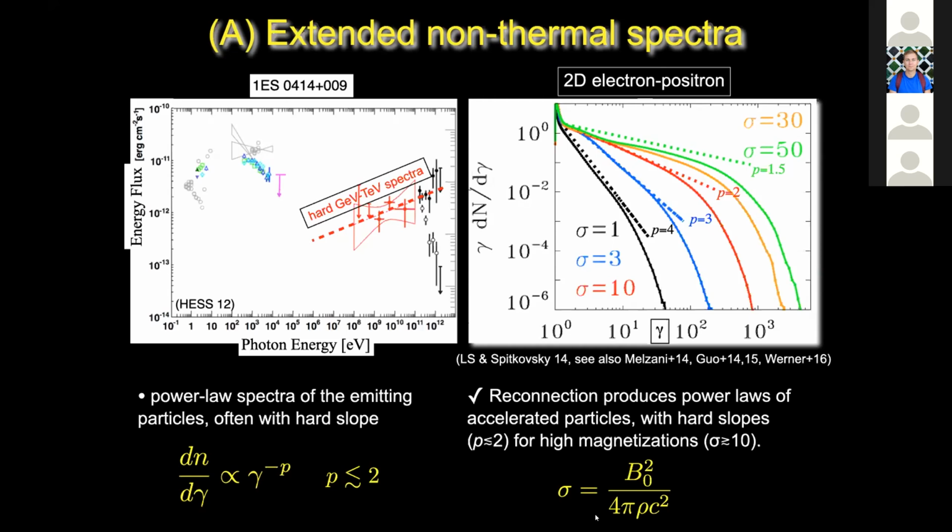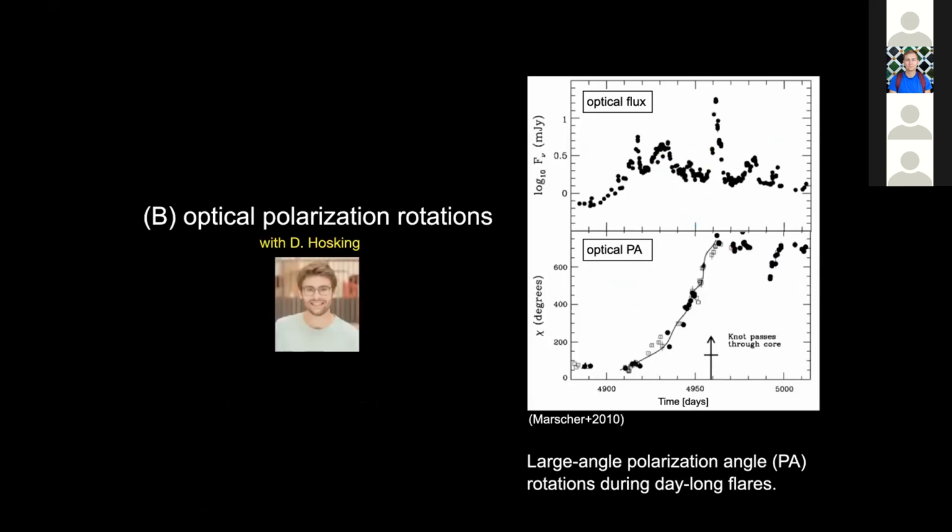The second property of reconnection in the context of blazar emission that I would like to focus on is one of the main topics of this workshop, optical polarization rotations. This is work done by David Hosking. And by that, I mean, as we all know, enhancement in the optical flux or generally flares that are associated in conjunction with large angle polarization angle rotation, PA rotations in short, on a day or so time period. This is one of the examples. You will see many more from the speakers in the remainder of this session.